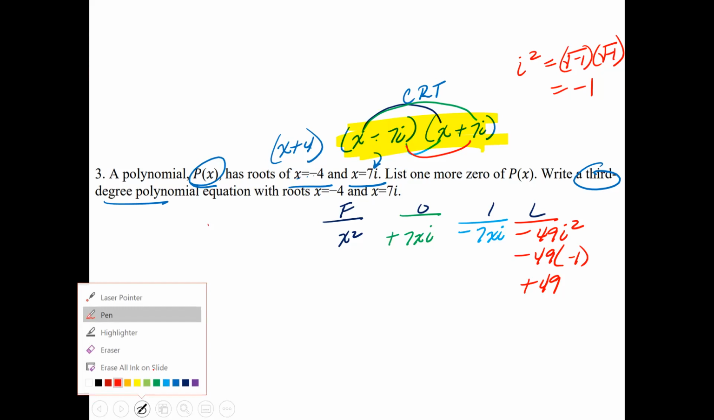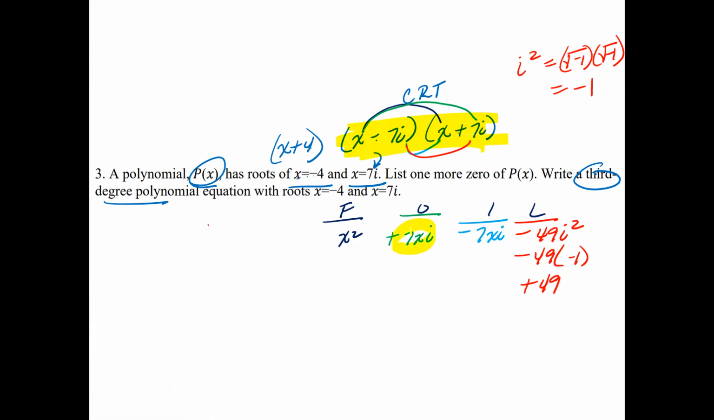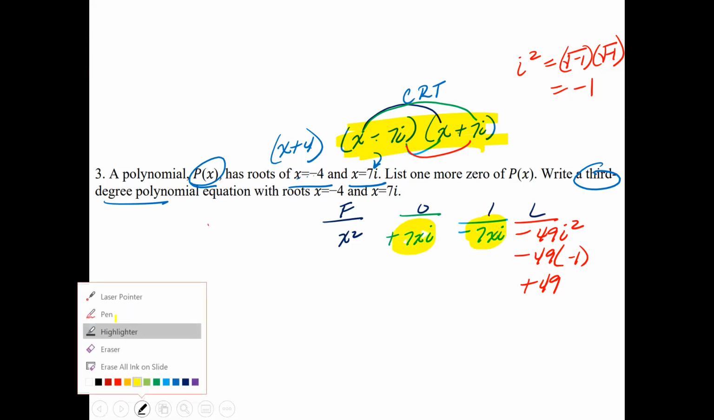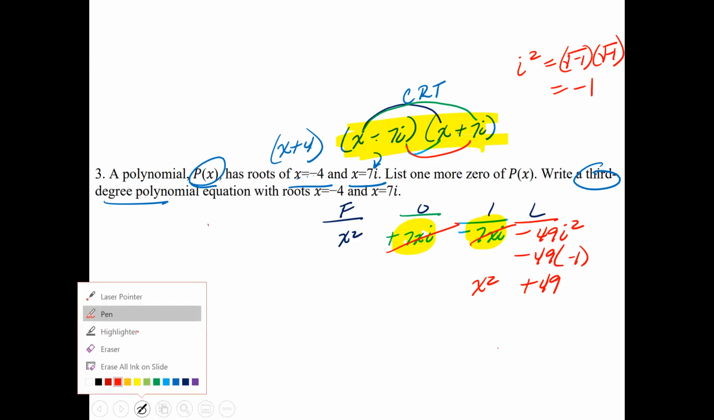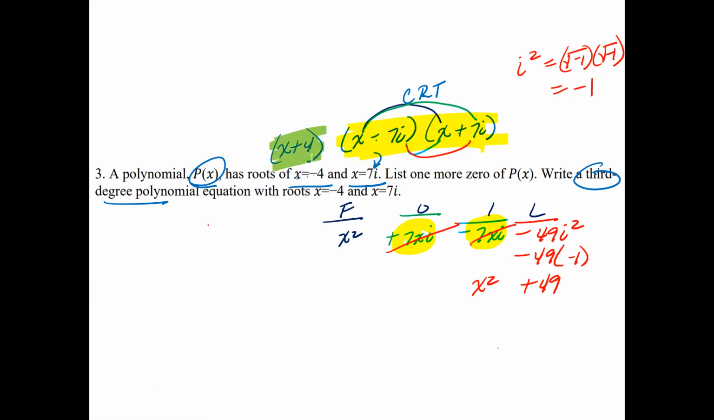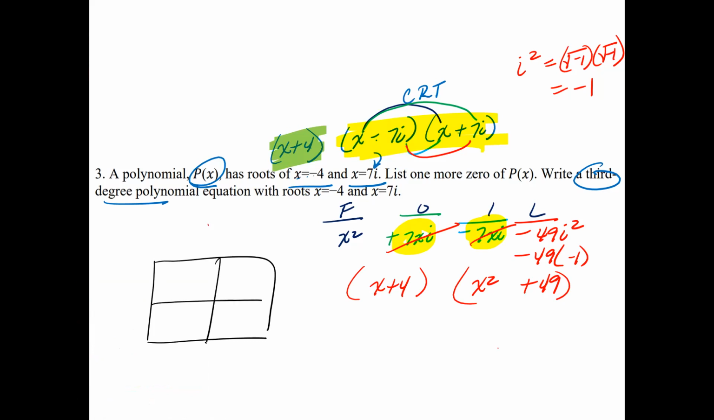Then let's go ahead and see if we can combine anything. You're going to cancel these two, obviously, so that's just going to be gone. And you're just left with x squared plus 49. But then don't forget your first polynomial here. So you would have to multiply this by the x plus 4. Now you can either FOIL this, or you can go ahead and create a little chart, which might be helpful.